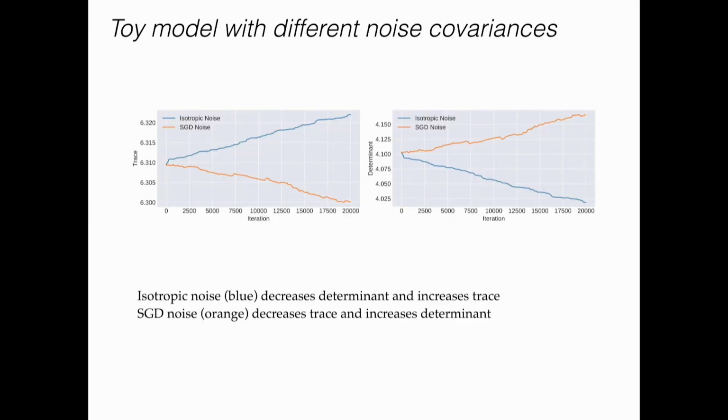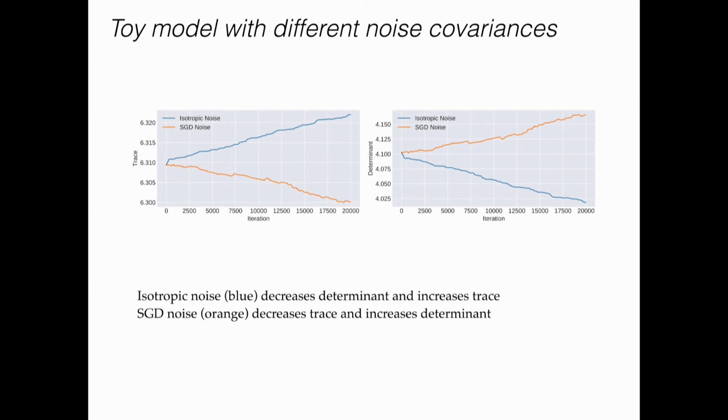So to test this, again, I like toy models, so we constructed a toy model in which the trace and the determinant are anti-correlated with each other, and then added either isotropic or SGD noise. And you see indeed that if you give SGD noise, trace goes down, determinant goes up, and if you add isotropic noise, trace goes up and determinant goes down.